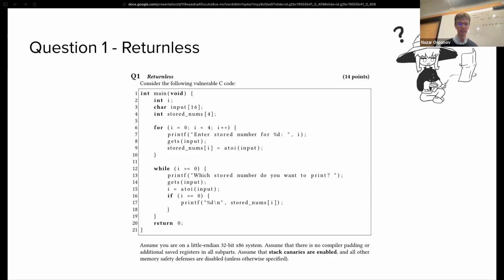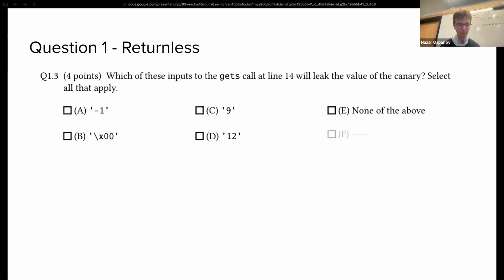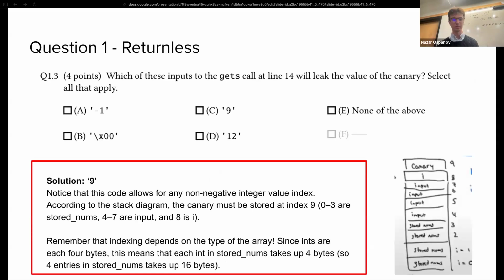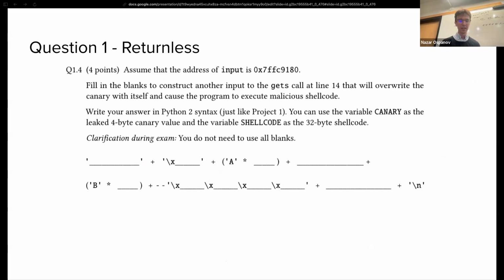Okay. Here's just another explanation. The canary must be stored at index 9. Indexes 0 through 3 are stored numbers, 4 through 7 are input, and 8 is i. Everything else is just what I've described right now.